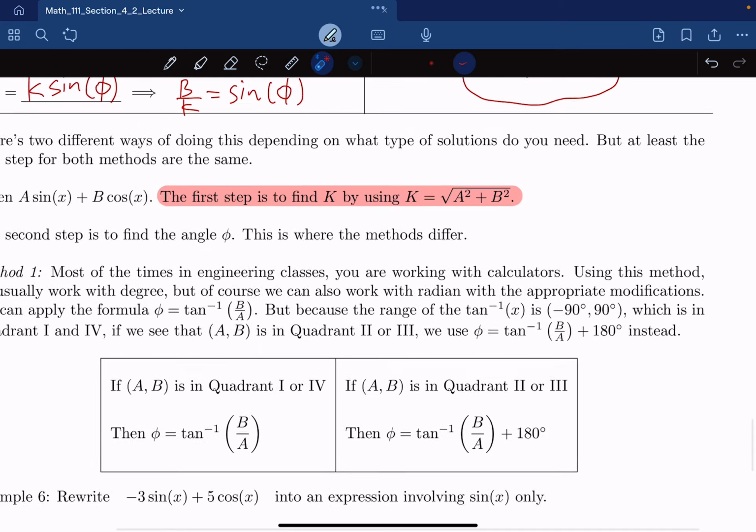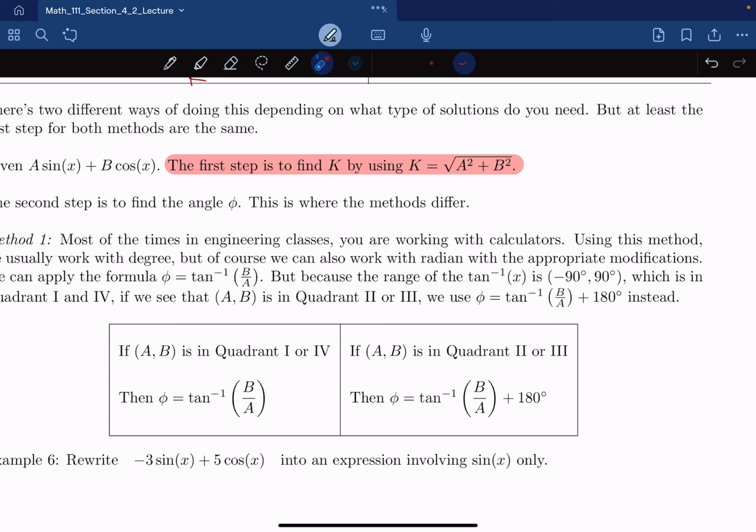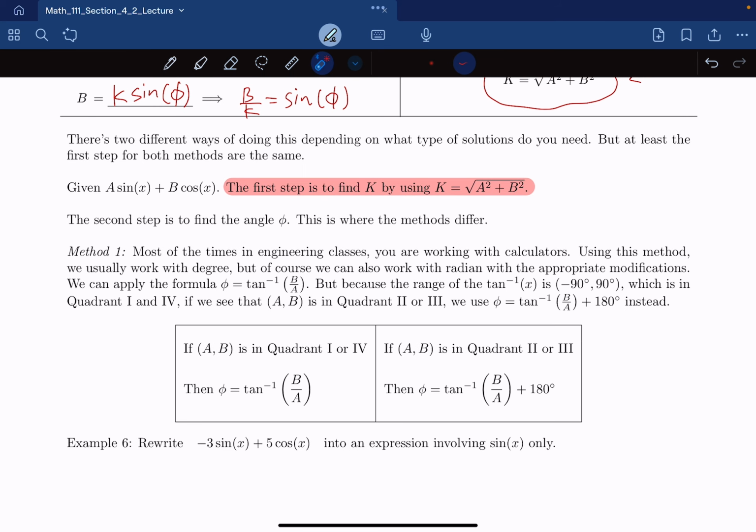But there's a small issue here because the range of tangent inverse is negative 90 degrees to 90 degrees. You actually have to change up the formula a little bit depending on the quadrant that you're working on. So method number one relies on the formula phi is equal to tangent inverse of b over a.